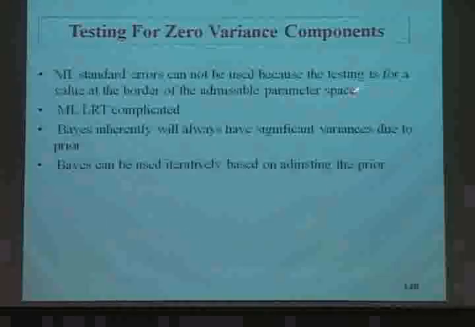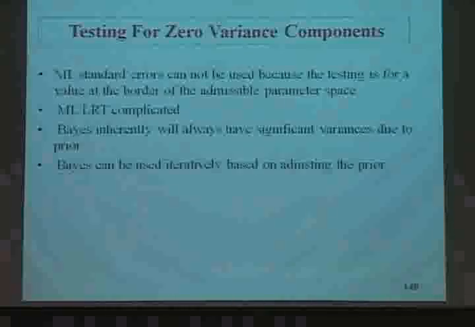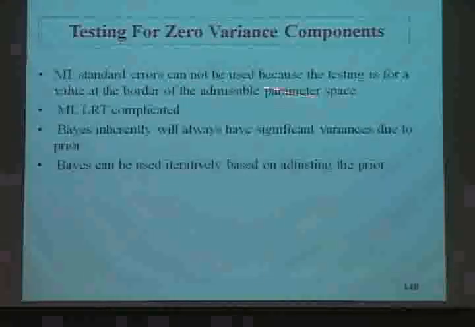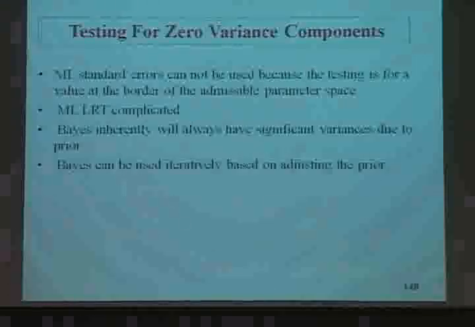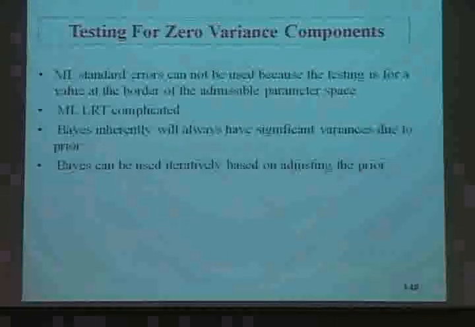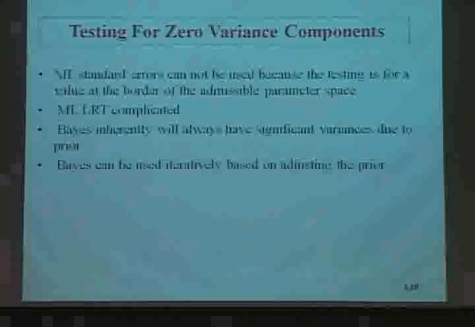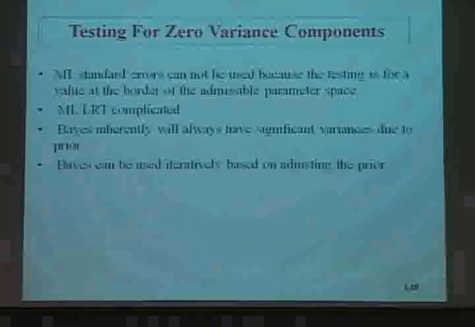And the reason that this cannot be used is because the value that you're testing for, which is the 0 value, is basically a border value for the admissible parameter space. And the asymptotic theory doesn't really work when the parameter value is at the border. So this is not really an acceptable solution to the zero variance problem.